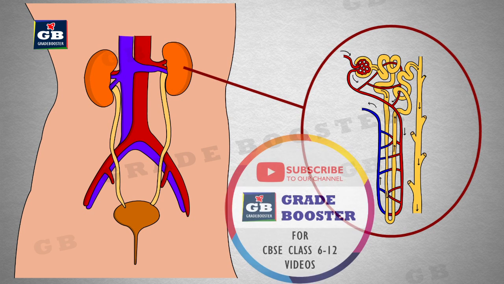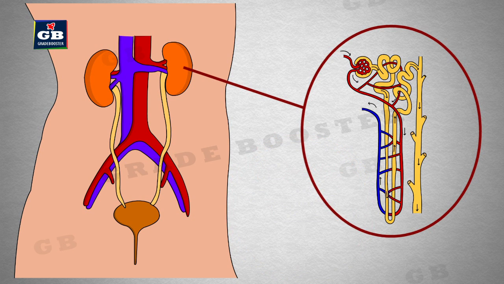This is all about the different parts of the human excretory system and the different parts of the nephron.